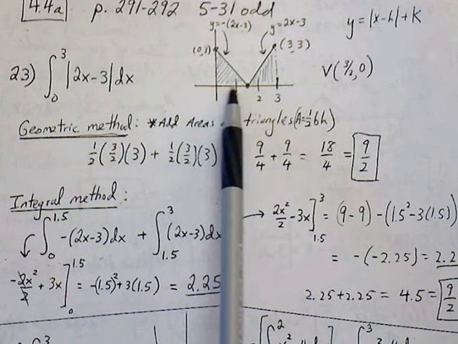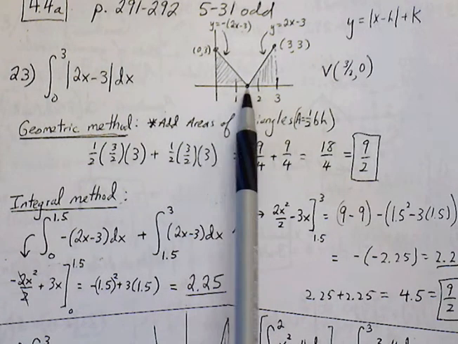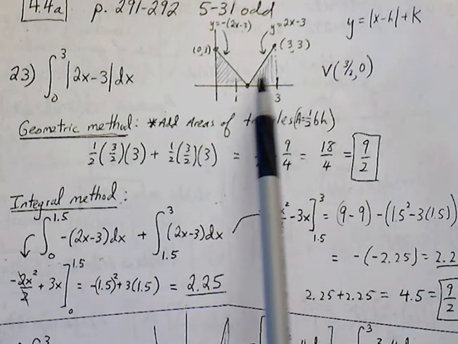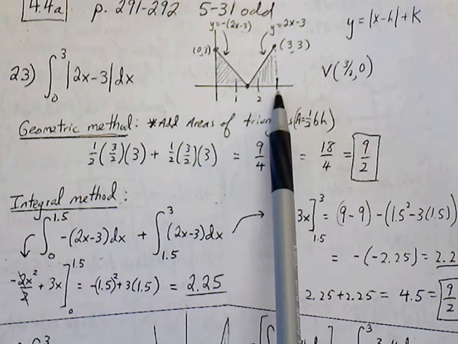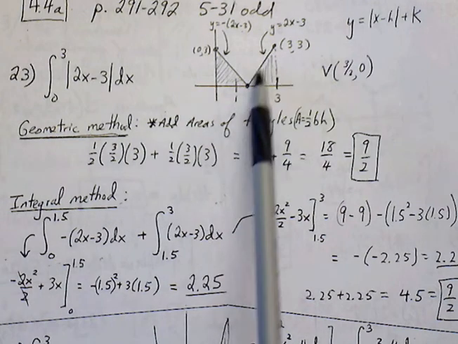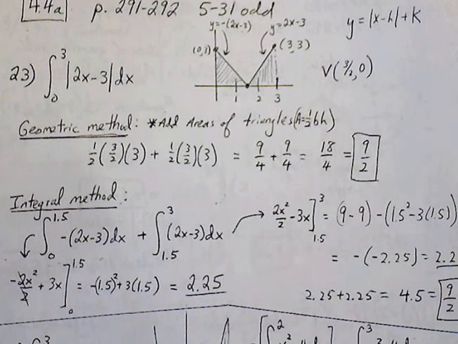So what I can do is use the integral method and find the definite integral from 0 to 1.5 for my function negative 2x plus 3. And then separately find the definite integral from 1.5 to 3 for my function 2x minus 3, because now my second curve, for this region, is 2x minus 3.